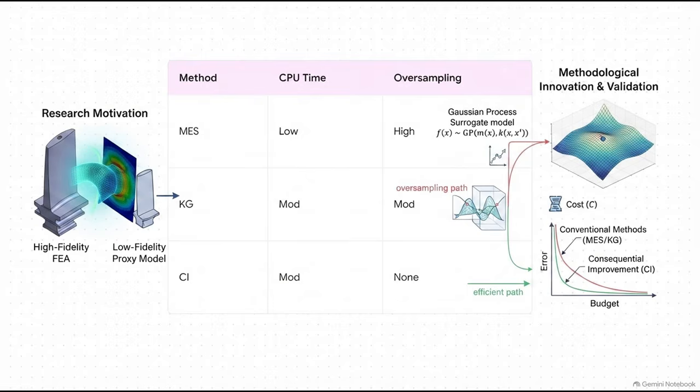Now, let's be real about the trade-offs here, because they are clear. Max Value Entropy Search, MES, has the lowest CPU time for the surrogate model itself, but as we discussed, it struggles heavily with oversampling low-fidelity data, which just wastes your overall budget. The new CI method does require more CPU time. It's about 2.2 times slower than Knowledge Gradient because it has to temporarily update the surrogate to evaluate those hidden future validation costs. However, it offers completely unmatched stability and completely avoids redundant low-fidelity sampling. Basically, it trades a tiny bit of CPU time upfront for massive savings in your actual simulation budget.